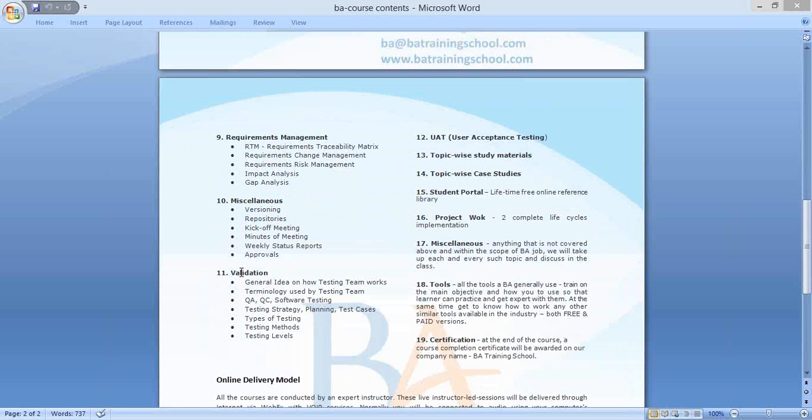And also, as a BA, you will be monitoring a testing team, so you have to have some idea about what these testers do in their job. So we are going to get a general idea of how to test, how the testing team works, and the terminology they use. What is QA, what is QC, what is software testing, the types of testing, testing levels, etc. And then finally the UAT, which is user acceptance testing.